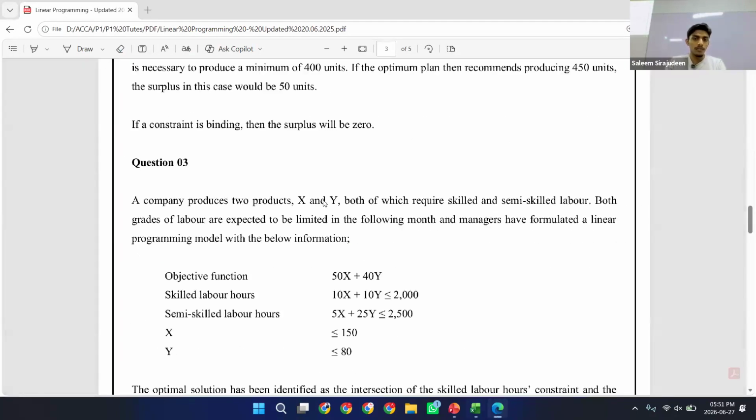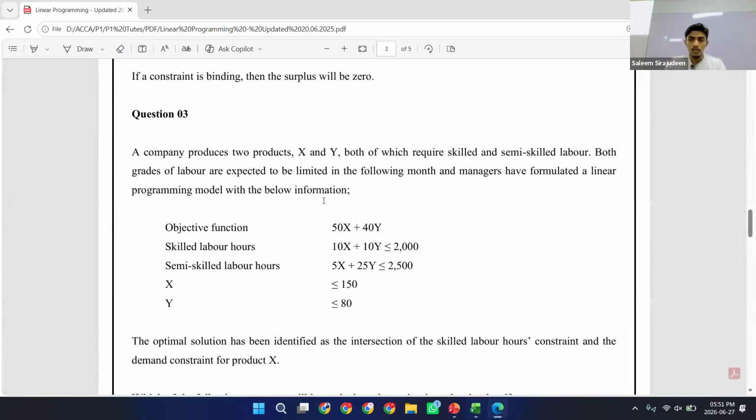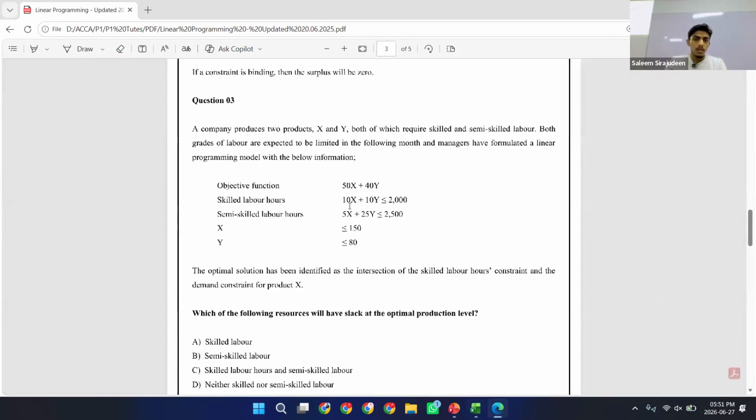So I have given a question. A company produces two products X and Y, both of which require skilled and semi-skilled labor. Both grades of labor are expected to be limited in the following month, and managers have formulated a linear programming model with the below information. So objective function is given, skill labor hours is given, so 2000 hours available, right? And semi-skilled labor hours is given. So X and Y I have given equal or less than 150 and 80.